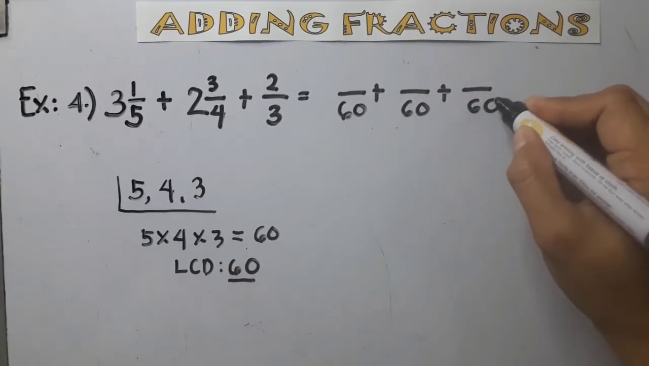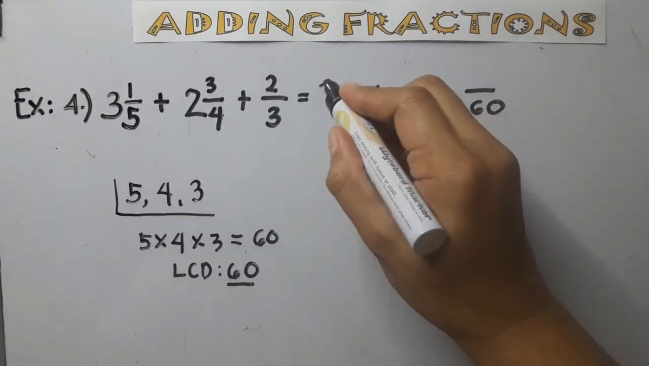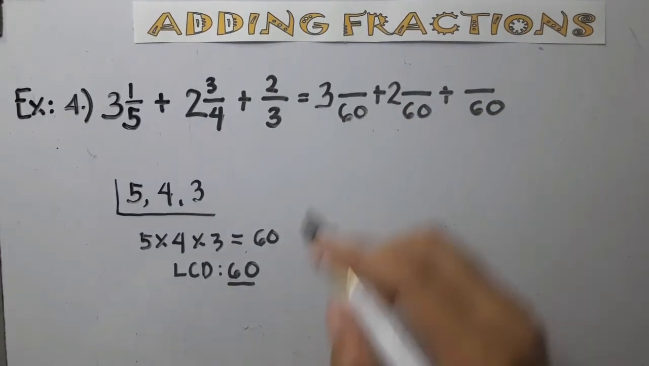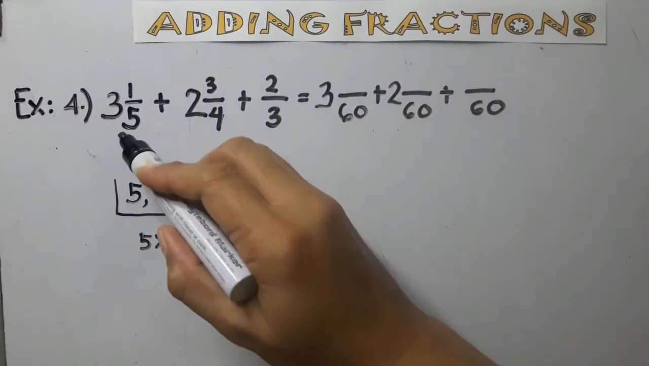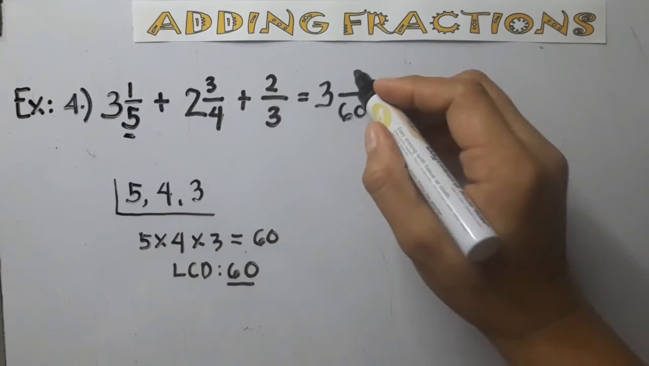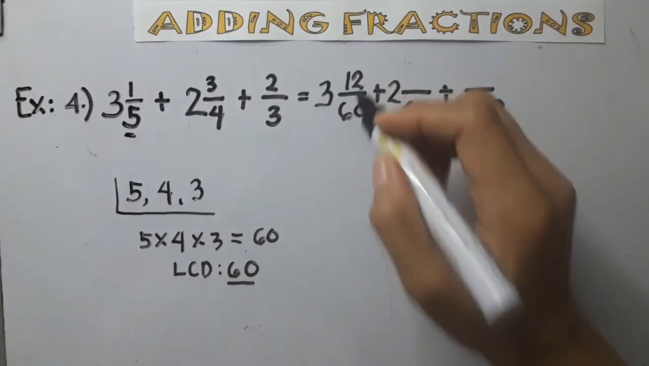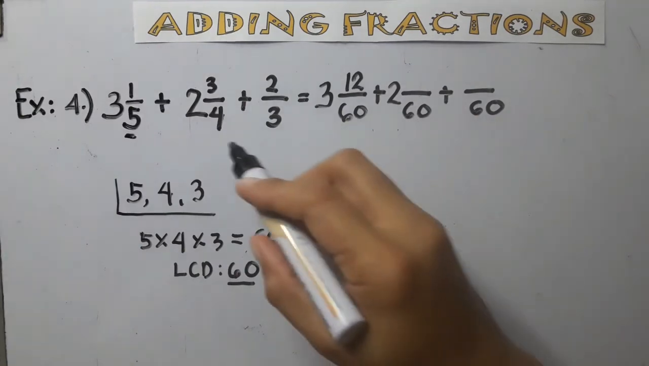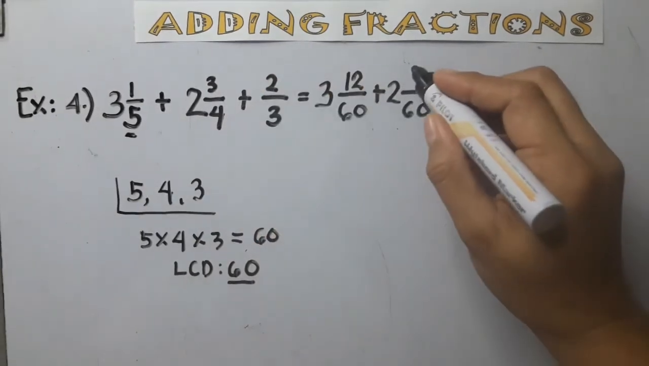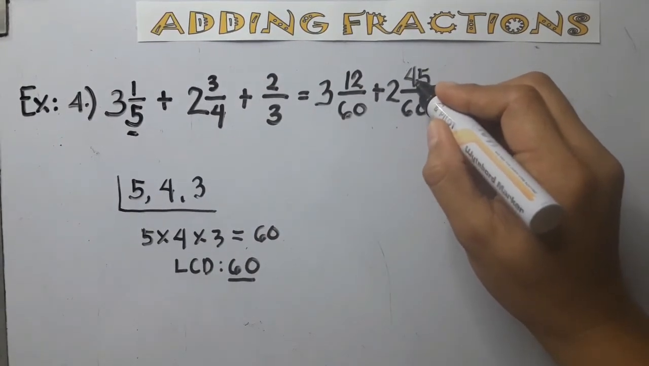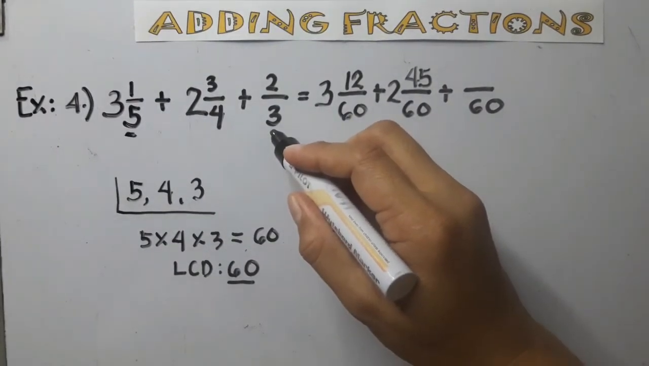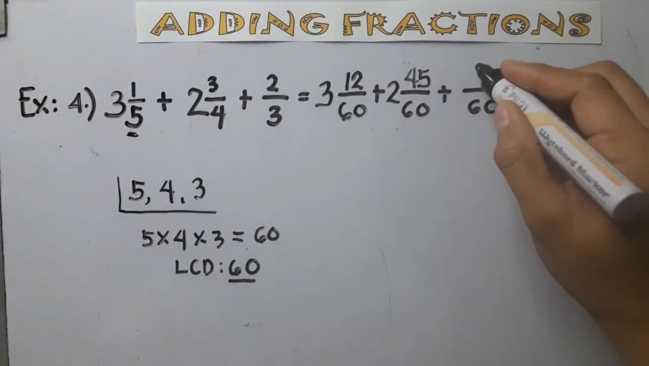So they are already similar fractions. Then you also copy the whole numbers, the 3 and the 2. So what will be our next step? That is 60 divided by 5 is 12. Then 12 times 1, the answer is 12. Okay, next, 60 divided by 4 is 15. 15 times 3, so the answer is 45. Then, 60 divided by 3 is 20. Then, 20 times 2, so that is 40.